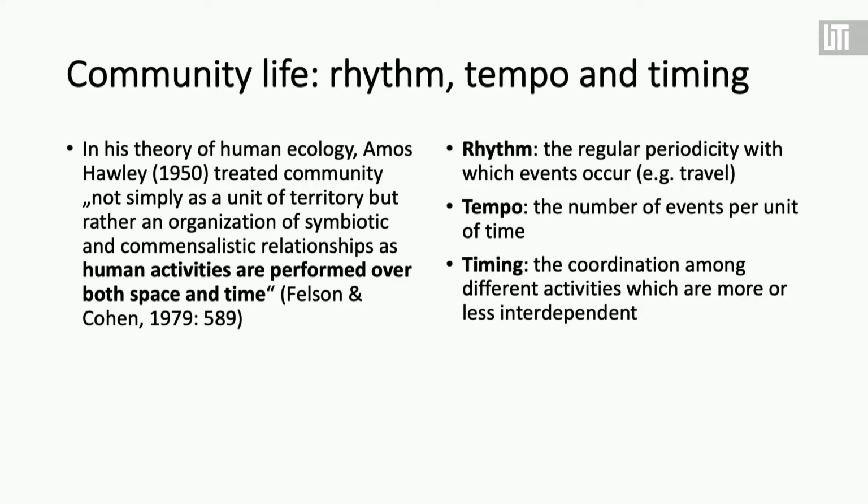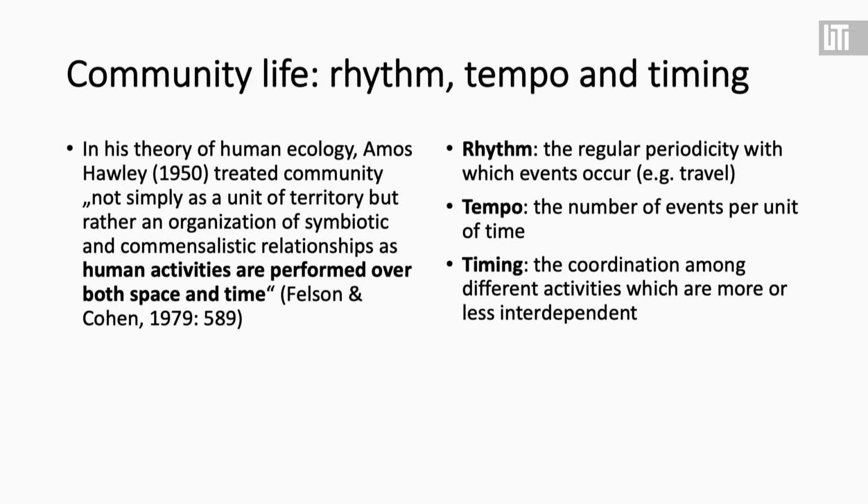So one of the theories that I'm more familiar with, these opportunity theories, is the routine activity approach, which was introduced by Felson and Cohen in 1979. And this is in large part based on Amos Hawley's theory of human ecology. Now, these three aspects that I've listed here, the rhythm, the tempo, and the timing, were very important aspects of community life. So the rhythm is the regular periodicity with which events occur.